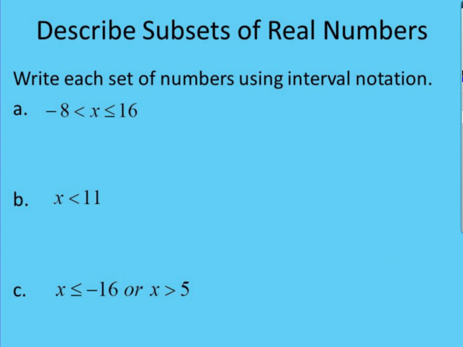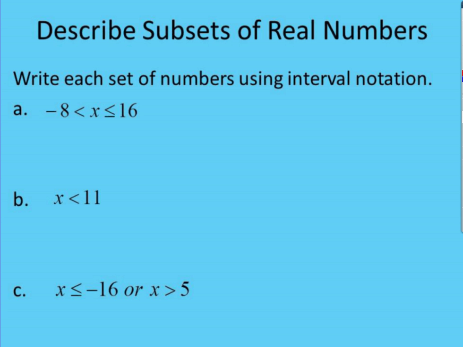So if we look at the second set, we're looking for all the values of x that are less than 11. So it does not equal 11, so it will be a curly bracket. Everything to the left of that would be taking us down to negative infinity. So our interval notation would look like this. Remember, anytime you have an infinity, it is always going to be a curly bracket, not a square bracket. And again, that 11 is curly because it is not equal to.